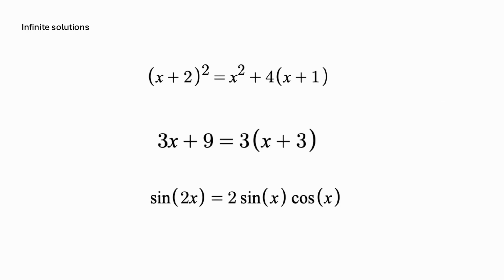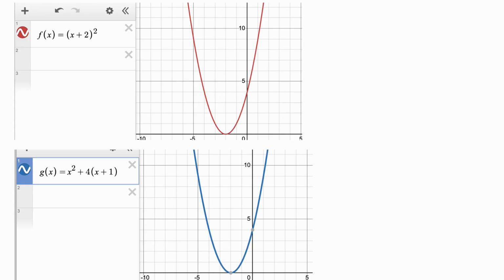Now let's look at infinite solutions. The three equations have infinite numbers of solutions. For the first one, you can see that the red function is exactly the same as the blue function. If we set up an equation, that means f(x) equals g(x). So when the two functions are equal, any given real value of x is a solution.